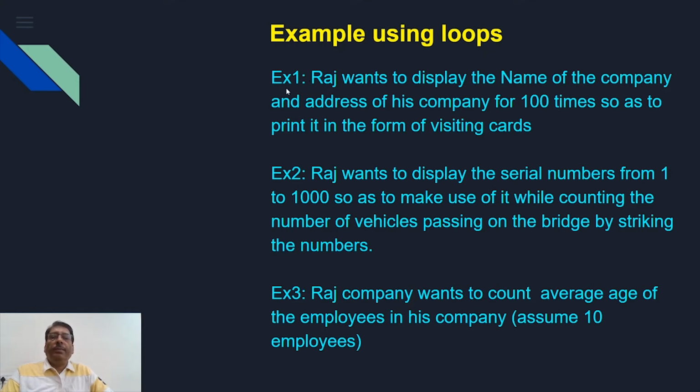So the first example says Raj wants to display the name of the company and the address of his company for 100 times so as to print it in the form of visiting cards. So if you want to create 100 visiting cards wherein you want to display probably your name along with the company address, then you can do it with the help of a for loop or a while loop or do while loop. As we said, a looping statement is normally used to perform a task for n number of times. So here you want to display the name of the company, you want to display the address of the company for 100 number of times. So how do we solve this?